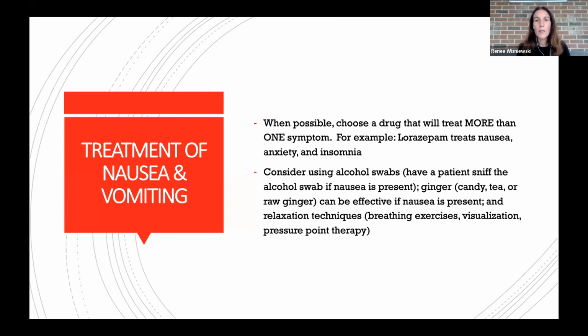So it's an example of using one drug, but getting multiple treatments from it. And some non-pharmacological interventions: consider using alcohol swabs. Patients often find it helpful, especially if they just open up an alcohol swab and sniff it. It can help alleviate nausea. Ginger candy, tea, or raw ginger can be effective if nausea is present. And relaxation techniques, breathing exercises, visualization, and also pressure point therapy. There are some acupressure points that can help alleviate symptoms of nausea.